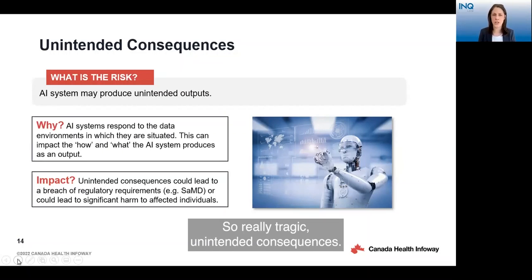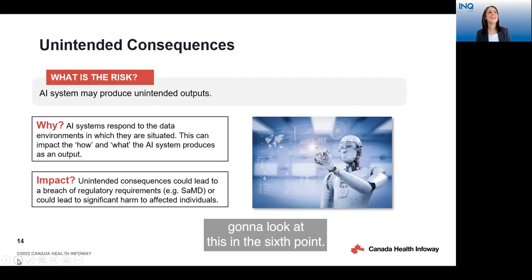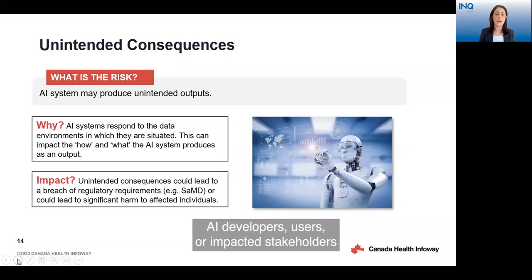So really tragic unintended consequences. All to say that there's a degree of rigor, and we're going to look at this in the sixth point. But there is a degree of rigor and diligence that not only healthcare organizations, AI developers, users, or impacted stakeholders of artificial intelligence need to be thinking about, but also what regulators are thinking about.